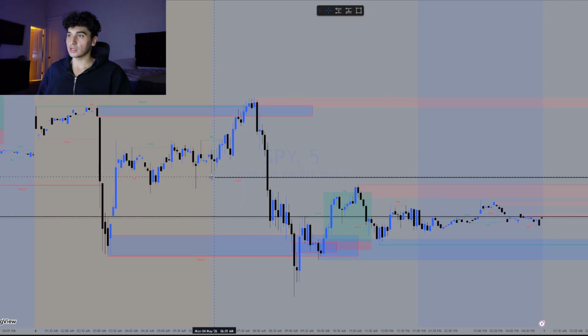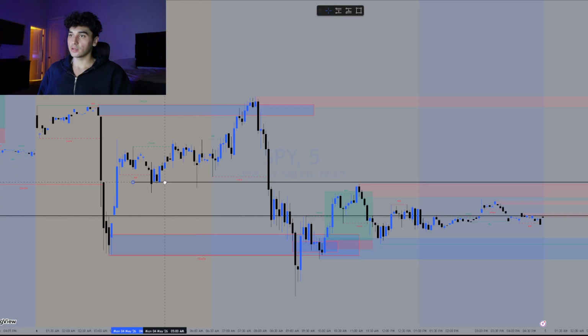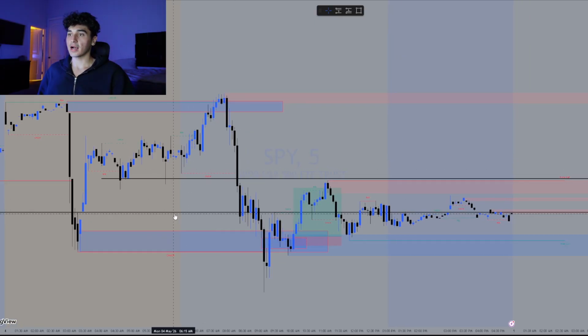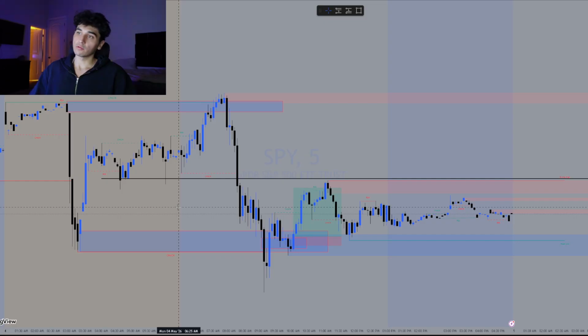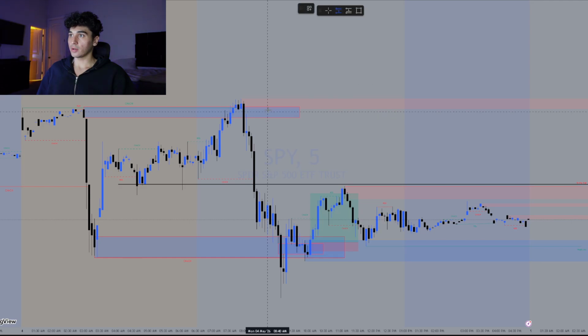So we see a pretty strong support area being created here, or just a strong low being created right here. Even if we extend it out all the way, we can see that this is pretty much a strong low area. Now, boom, that's exactly what we would want to be targeting for our exits on our trade.